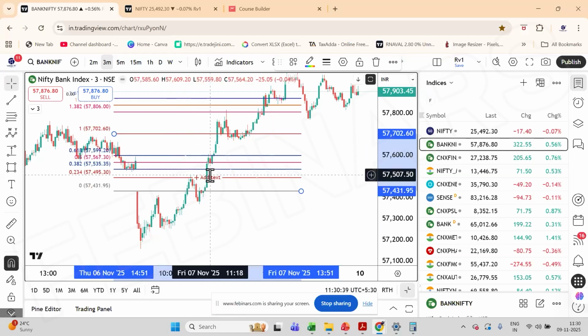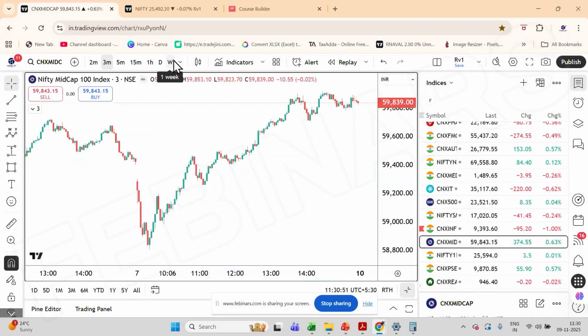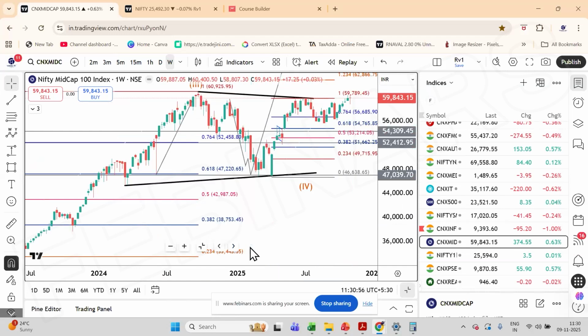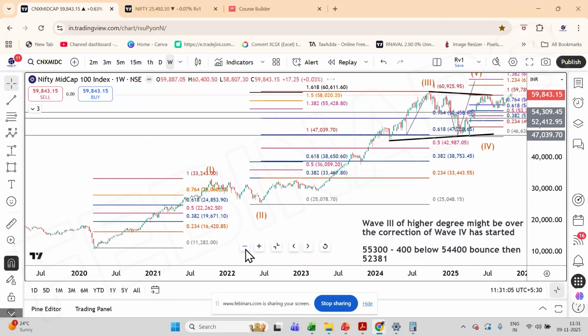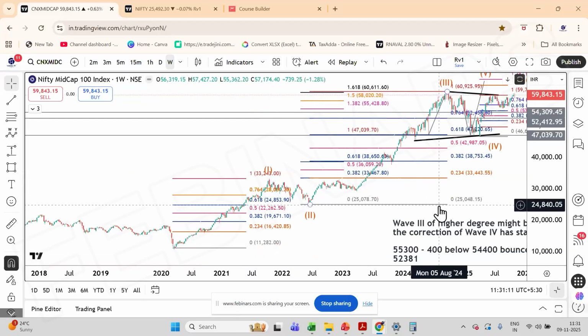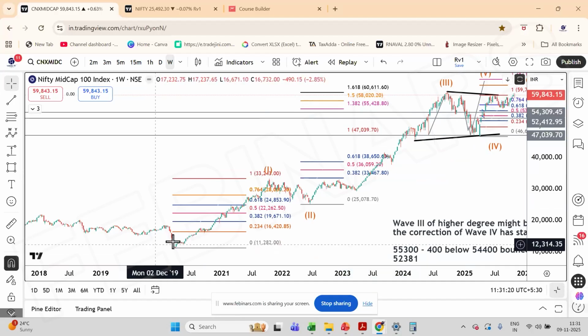So this is how it is applied similarly on the Bank Nifty. I'm going to end the course with the Midcap Nifty, which is a beauty of weekly charts and the power of Fibonacci. Let us see the power of Fibonacci. So what is the power of it?